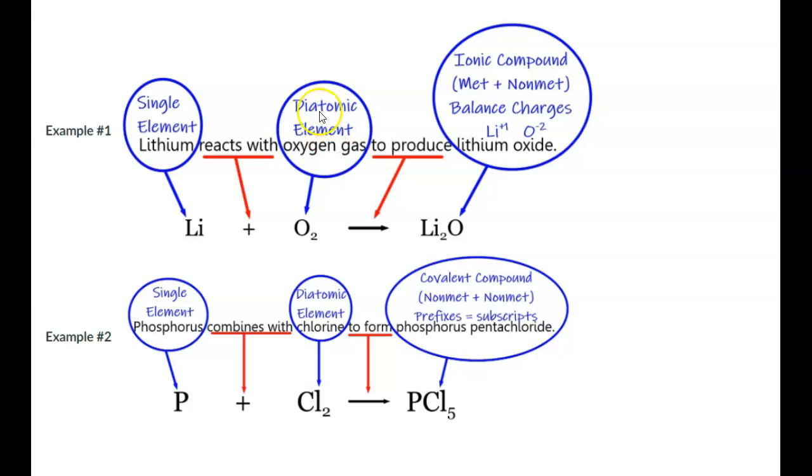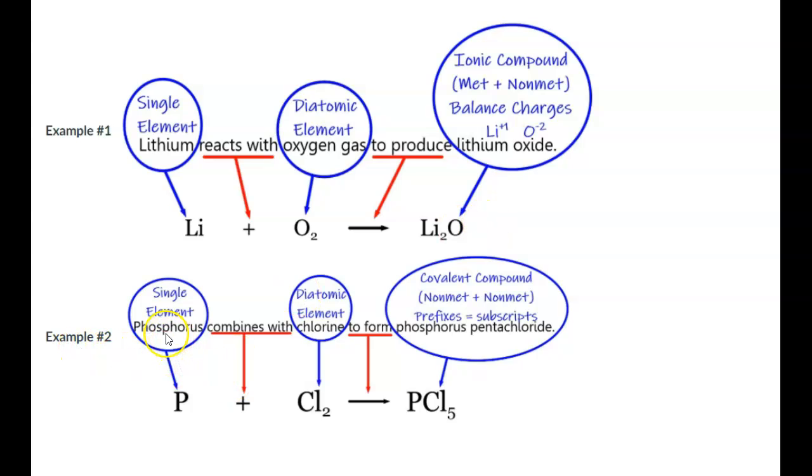Oxygen gas, it's one of our diatomic elements, so we're going to have to put O2. To produce is when we draw our yield sign. And then lithium oxide is ionic because it's a metal and non-metal, so you have to make sure you balance the charges. Since lithium is a +1 and oxide is a -2, when we balance charges we get Li subscript of 2O. Notice that there are no charges or superscripts on any of our final formulas.